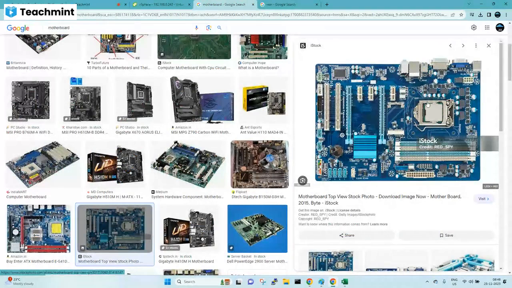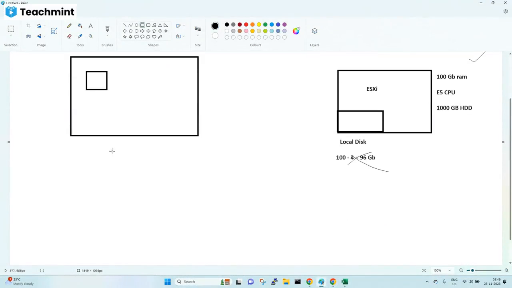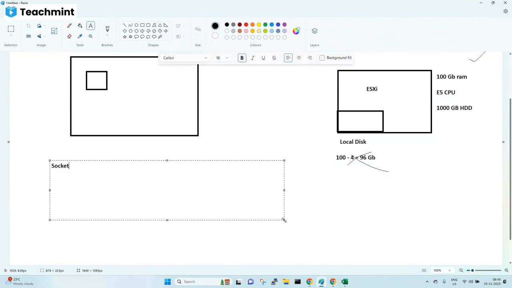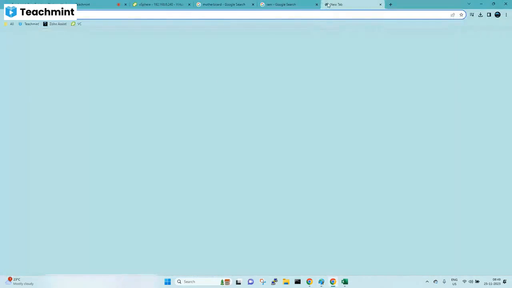It's called a socket. This rectangular design where we have, right, it's a socket. There is a specific portion where we can insert a chip. It's called a socket. On top of this, we insert a processor chip.